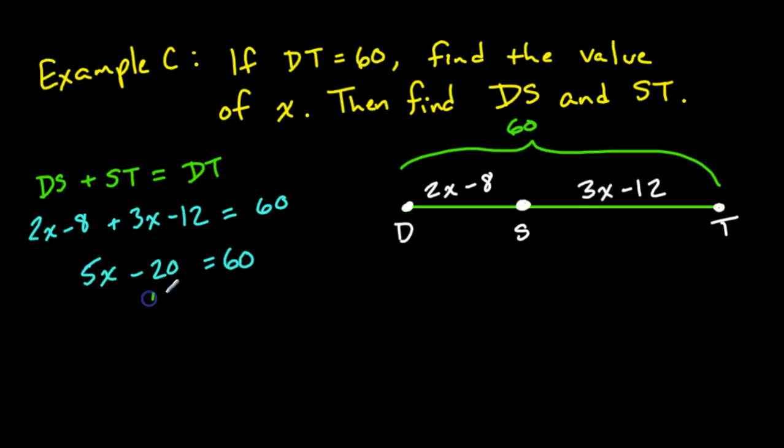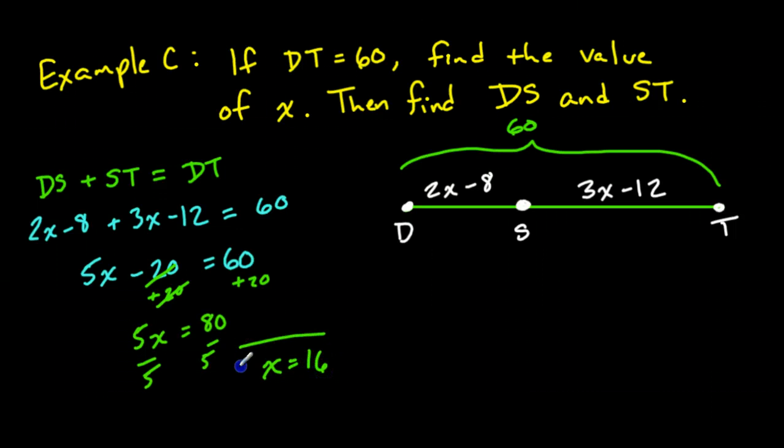Continue solving it from here. I'm going to add 20 to both sides. Cancel that out. Get the 5x all by itself. So now we're left with 5x equals 80. Well, we've got to divide each side by 5 to get x all alone, and we're left with x equals 16. So we're done, right? Not quite, because we found x, but now we have to use that to find the length of DS and ST.